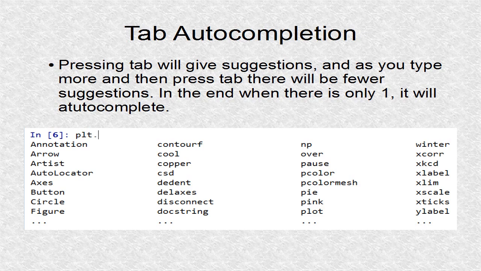Earlier we saw %who return the variables in memory. One of the variables was plt, an alias for matplotlib.pyplot module. By typing plt dot and pressing tab, I get a list of functions inside this module. By typing more and then pressing tab, the suggestions narrow. Finally, if you type enough and press tab, it will autocomplete since there is only one suggestion. I will later show how this is helpful in file navigation.